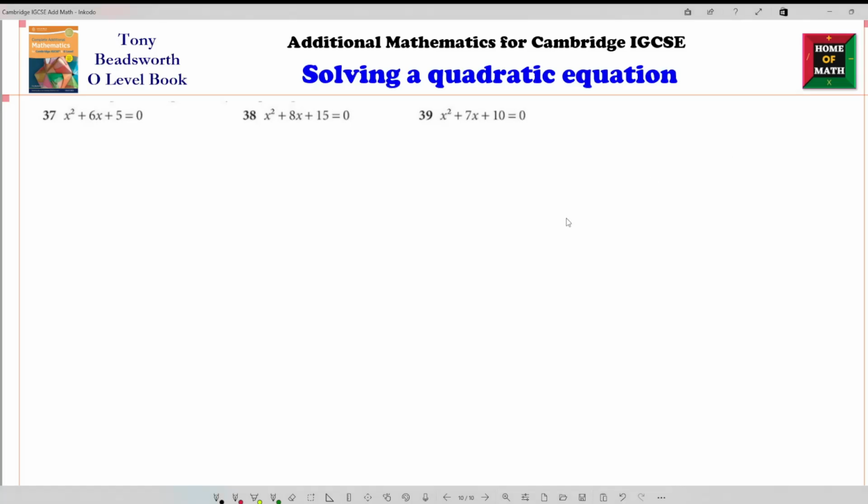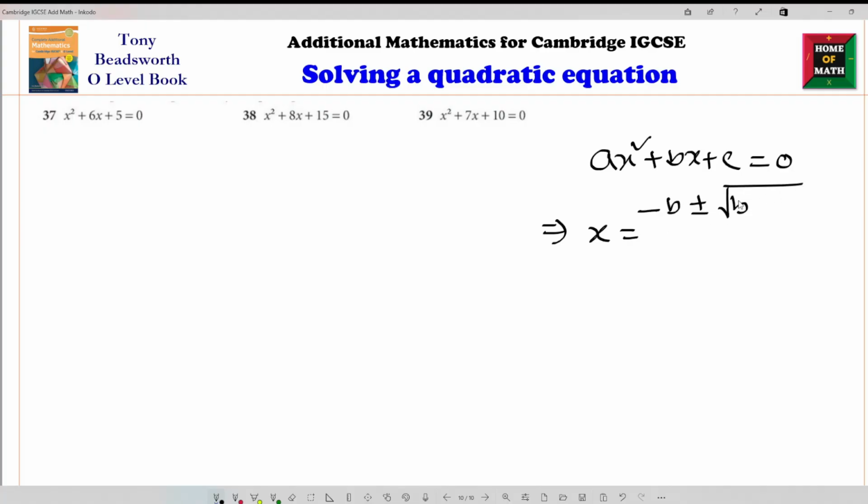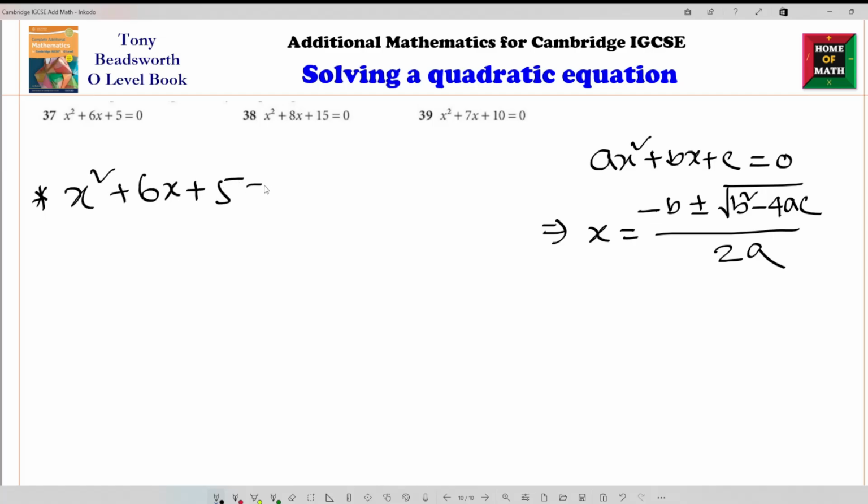In this video we are going to solve three equations based on the quadratic equation. We know ax² plus bx plus c equals 0. In this case, the quadratic equation general formula is x equals minus b plus or minus root b square minus 4ac, divided by 2a. Our first question is x² plus 6x plus 5 equals 0.